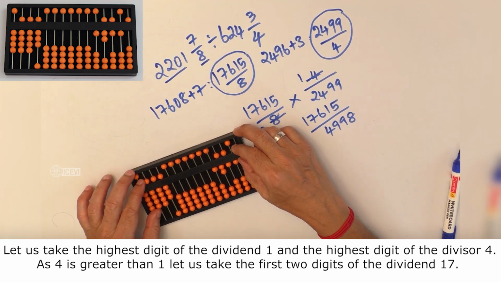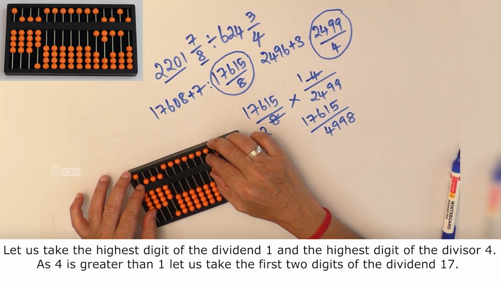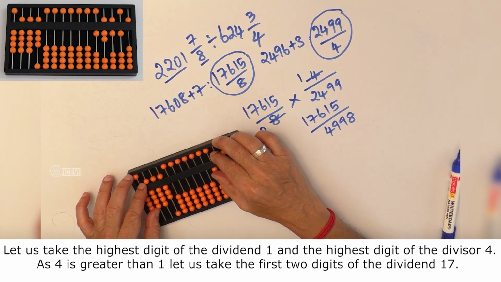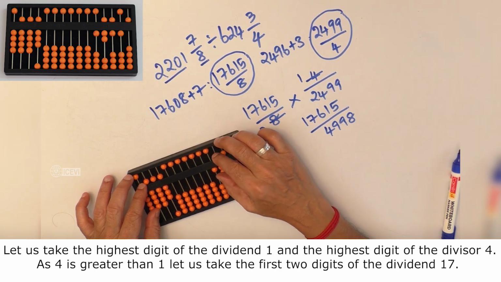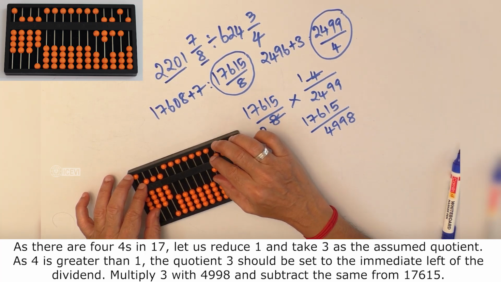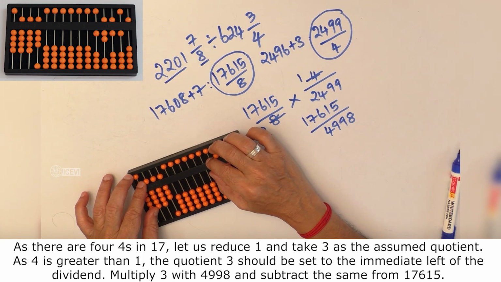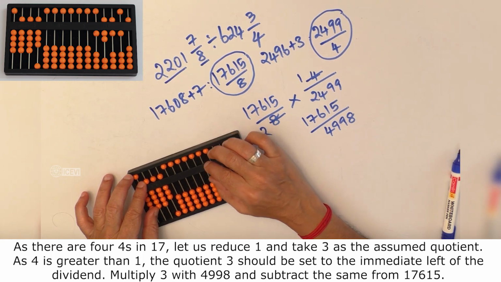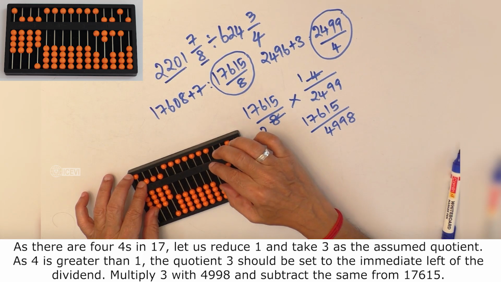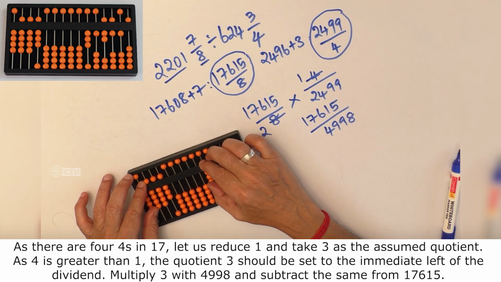Let us take the highest digit of the dividend 1 and the highest digit of the divisor 4. As 4 is greater than 1, let us take the first two digits of the dividend, 17. As there are 4 4s in 17, let us reduce 1 and take 3 as the assumed quotient. As 4 is greater than 1, the quotient should be set to the immediate left of the dividend. That is 3 to the immediate left of the dividend.